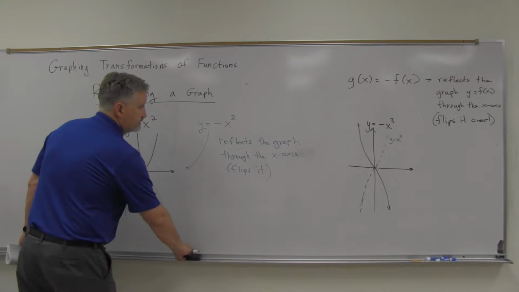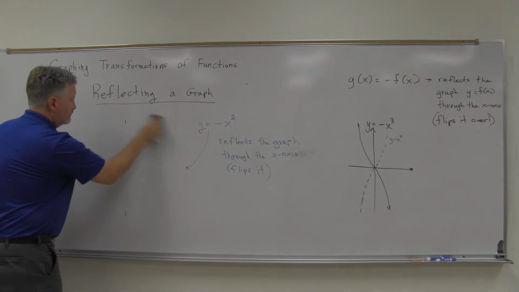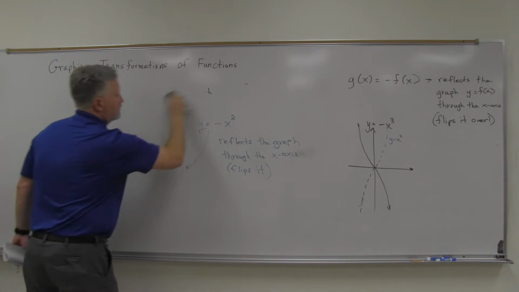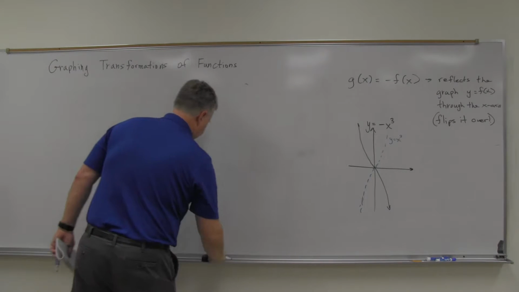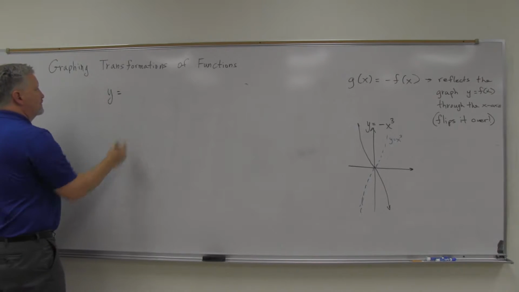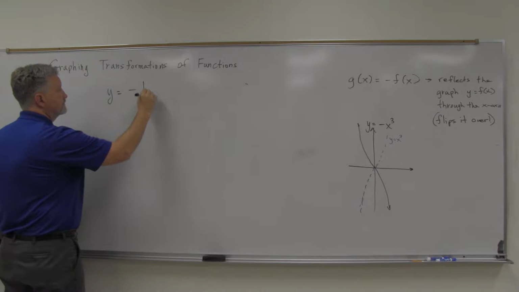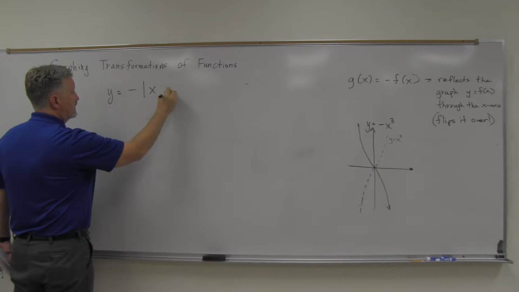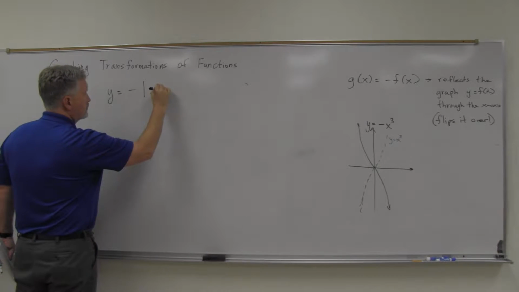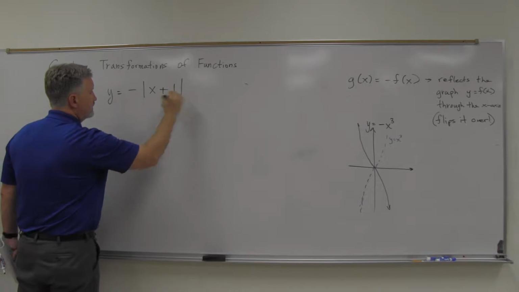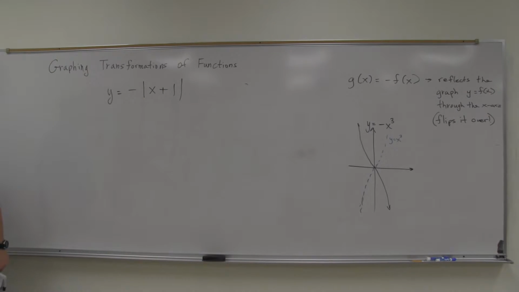Now, what would this be? y equals the negative absolute value of x plus 1, the negative of the absolute value of x plus 1. Well, again, we've got a combination transformation here, right? What is the transformation?